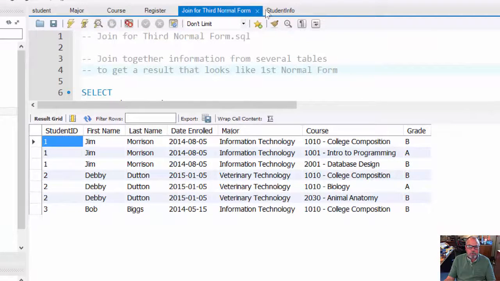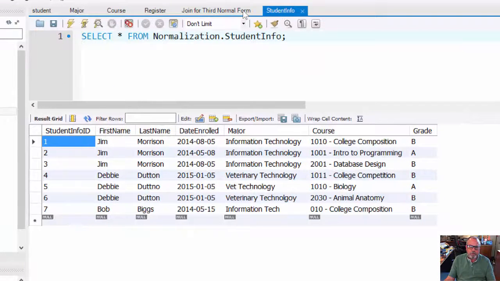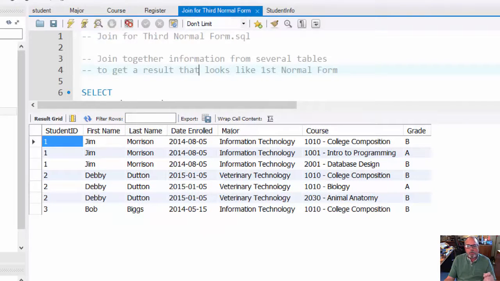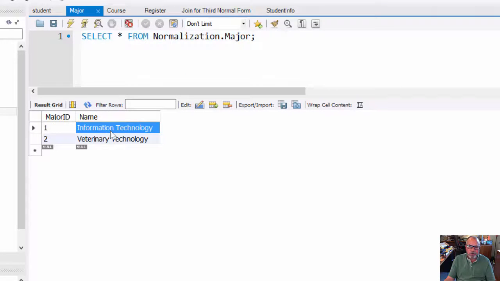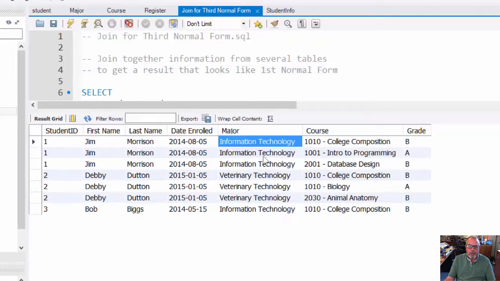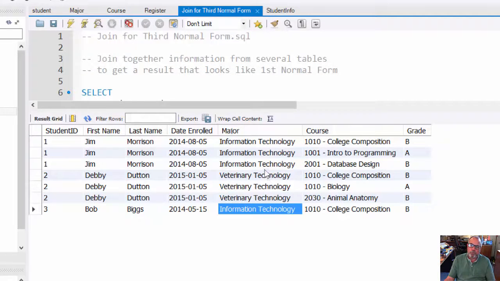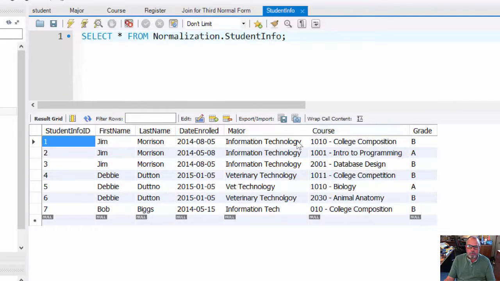So take a look at these two outputs. Yeah, the columns are offset a little bit, but it's essentially the same information. In our join, we're able to join the tables back together and temporarily make it look like it's in first normal form, with one huge benefit. Since information technology in all of these records came from just the one table, major, this one cell right there, we are guaranteed that they are absolutely consistent because they came out of only one table. In student info, information technology wound up getting spelled differently, like this and that, so we got inconsistencies.